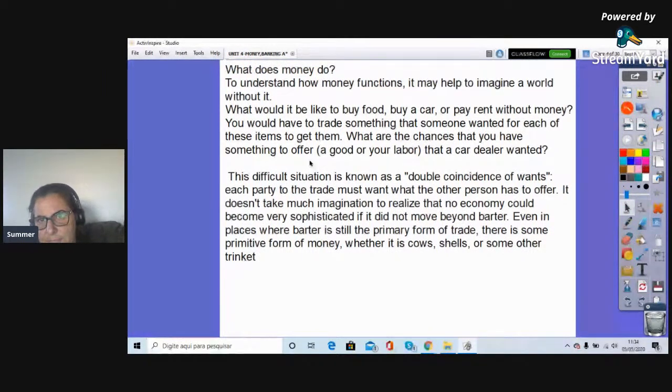So imagine, what are the chances if I want to buy a car and I go to the car dealer? If I don't have money, I need to trade something that I have, my service, English classes. What are the chances that this car dealer wants English classes in exchange for a car? This difficult situation is also known as a double coincidence of wants. Each party to the trade must want what the other person has to offer.